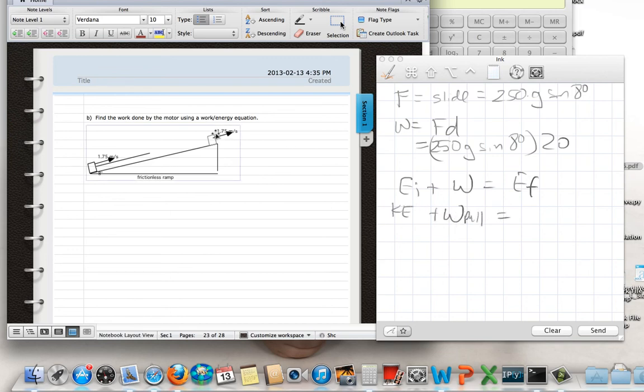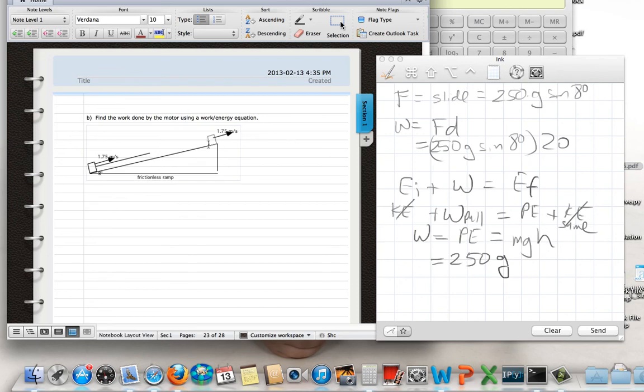Up here at the end, well, it's got height, so it's got potential energy. And it's still moving, so it's got kinetic energy. However, because the speed is constant, the kinetic energy here and here is the same, and it will just cancel out. So the amount of work done just equals the potential energy. And we know how to calculate potential energy. It's mgh. So the mass is 250. g is just the g constant.